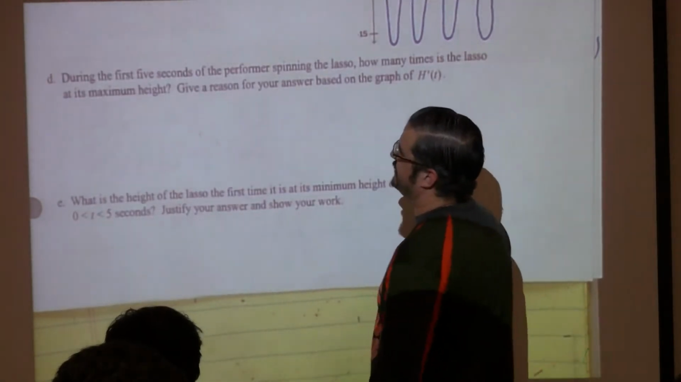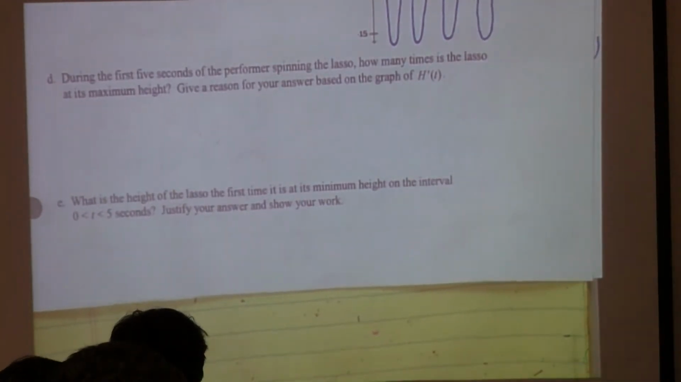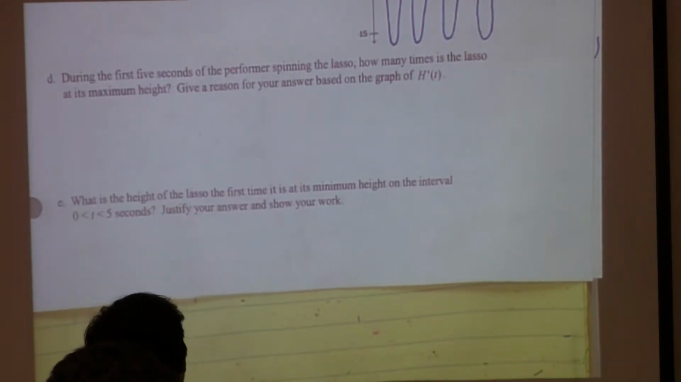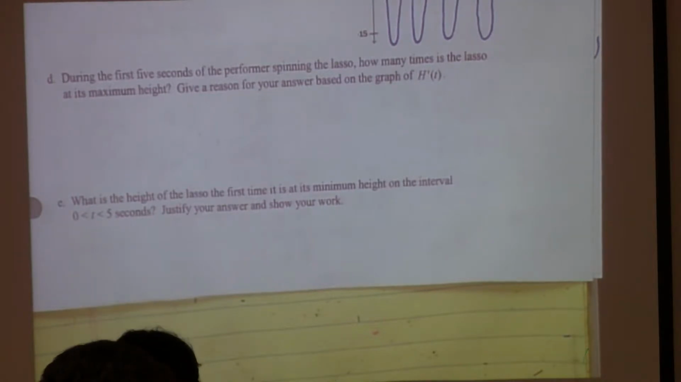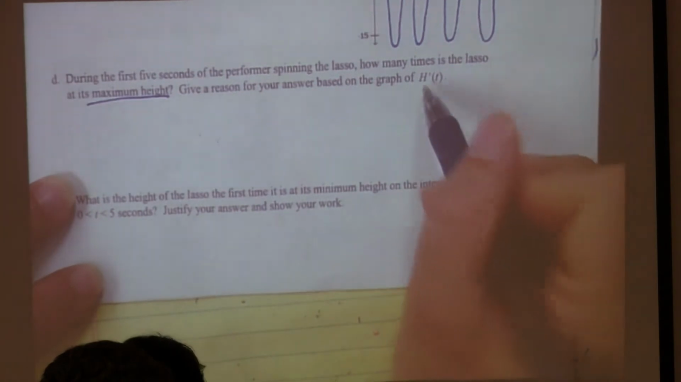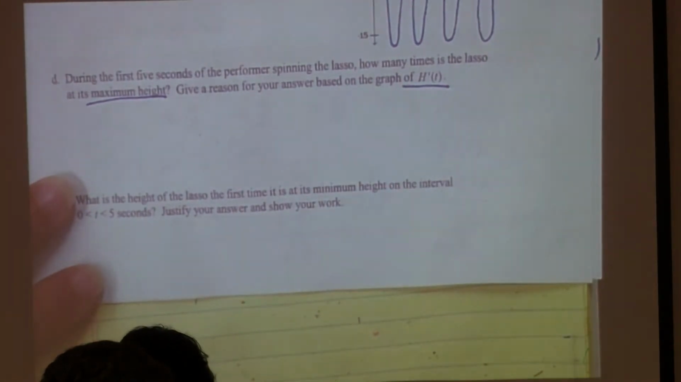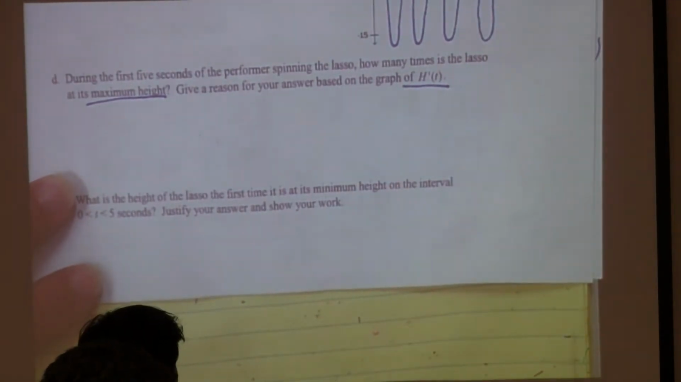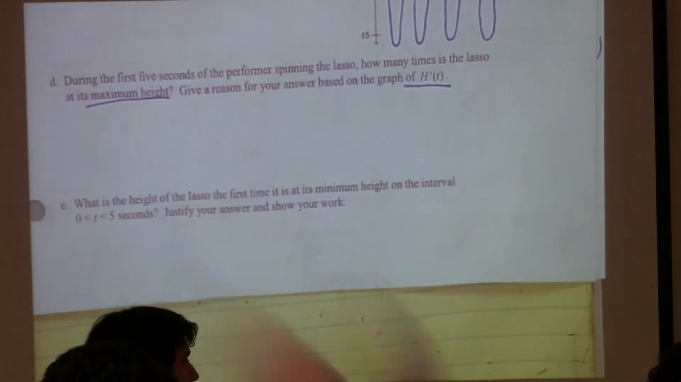So it says, during the first 5 seconds of the performer spinning the lasso, how many times is the lasso at its maximum height? Give a reason for your answer based off of H prime. So how do I know that I'm at a maximum height if I'm looking at the graph of H prime? It's when the knot, that's what they meant. Well, it's the lasso at its maximum height, but they mean the knot.